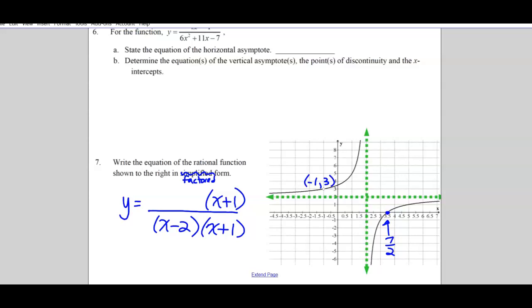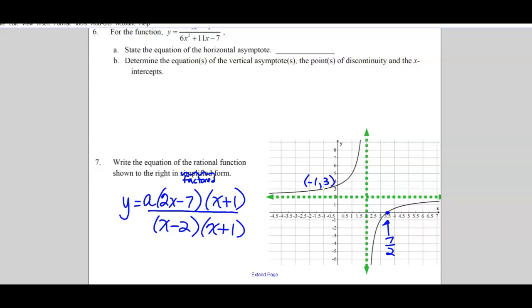What do you think? What else do I need? What would go here? A factor for the x-intercept, exactly. So this would be 2x minus 7. Okay, so those are the factors. That's good. We could have another number out here.